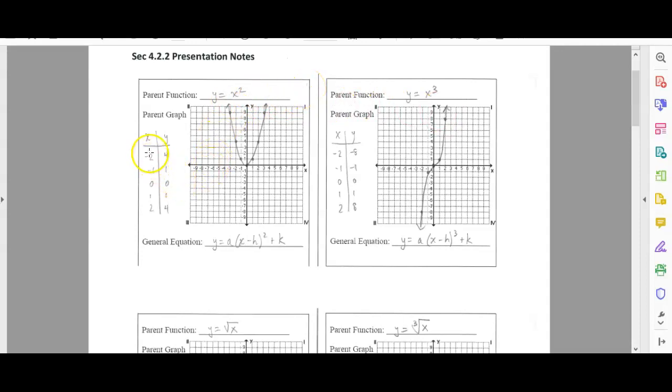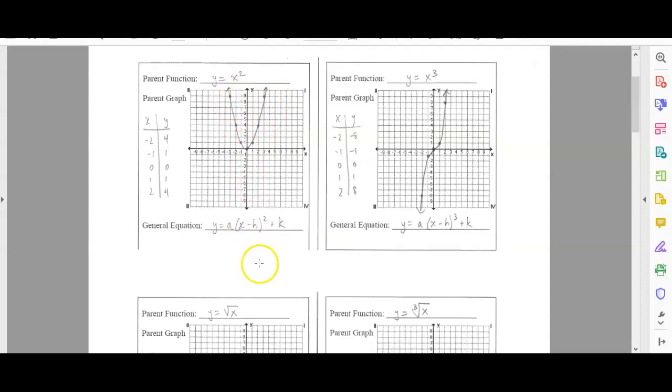You have your table going 1, 4, 9. I didn't show the 9 in this table, but we know that it's going to start at the origin and work its way up on both sides with symmetry, and the general equation we've seen many, many times. So we have that set up.